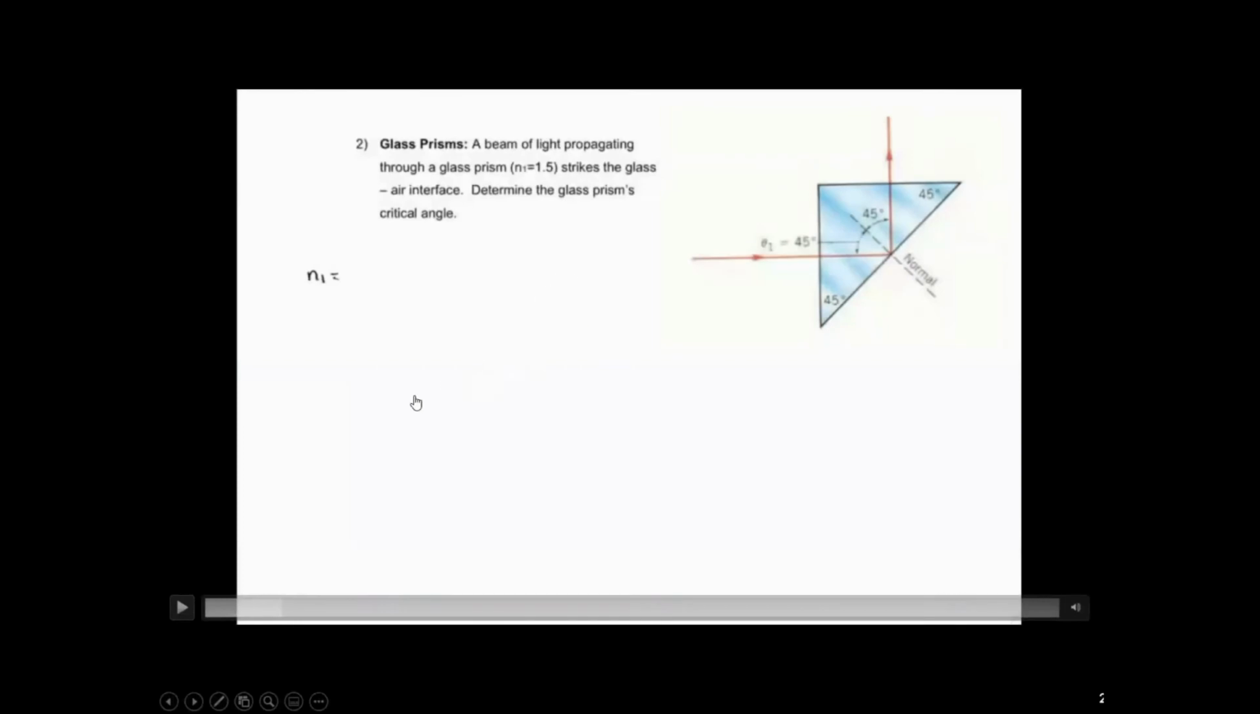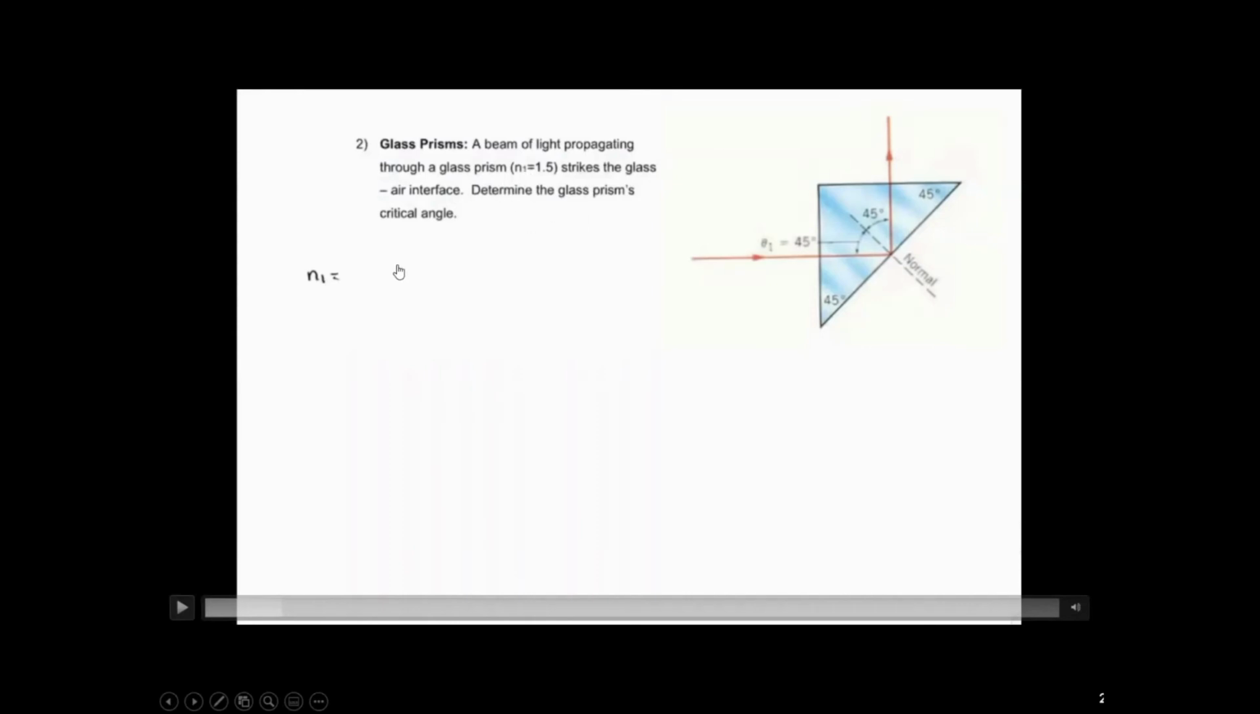So speaking of a prism, let's figure out its critical angle. Remember, if the light is coming in at an angle larger than the critical angle, it's going to get internally reflected. At an angle smaller than the critical angle, it's going to get refracted. So this one is coming in, it gets internally reflected, and then it gets refracted out. So this is a 90 degree angle, this is 45 degrees.